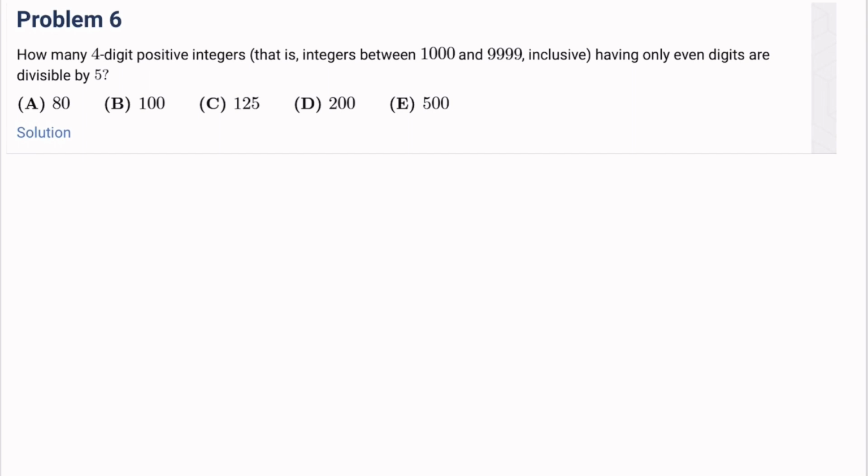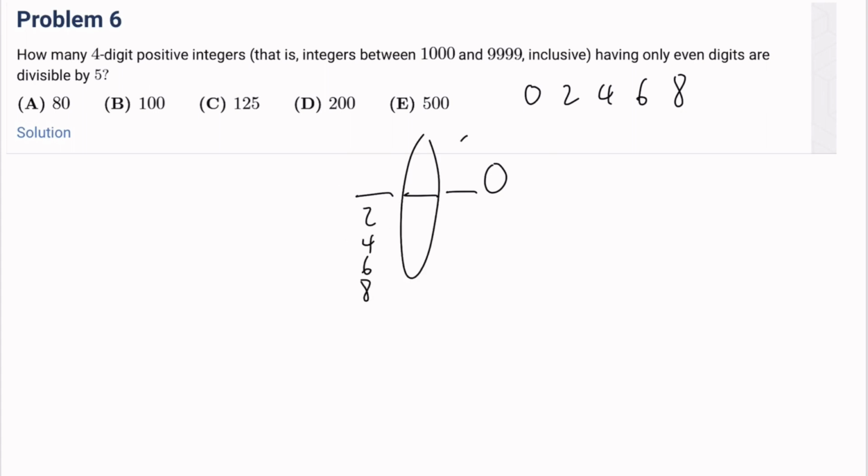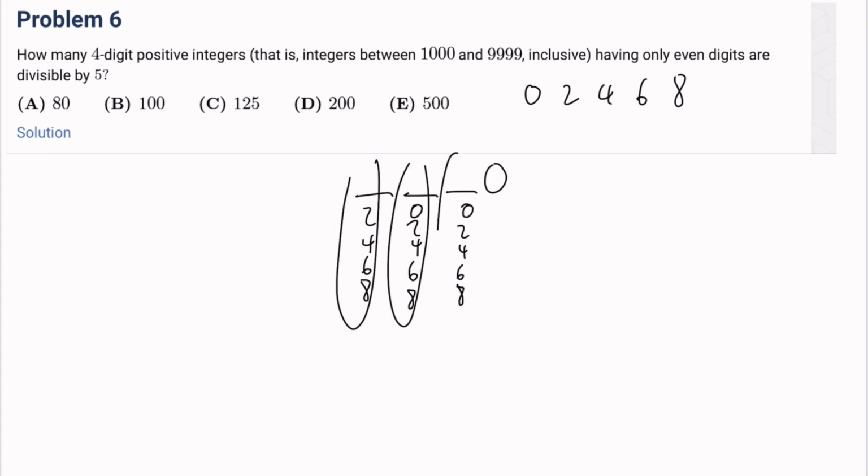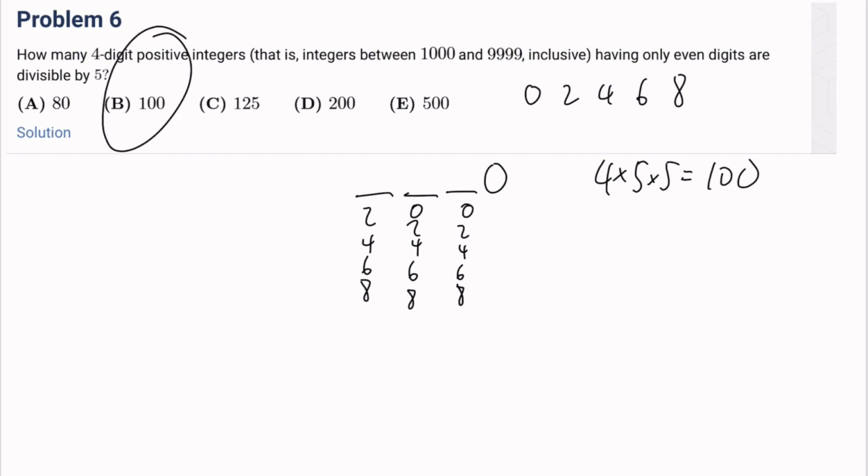Number 6, how many 4-digit positive integers, that is integers between 1000 and 9999, inclusive, having only even digits, are divisible by 5? Okay, so we have 4-digit positive integers, but they have only even digits, right? So they must be 0, 2, 4, 6, or 8. And they have to be divisible by 5, so the last digit must be a 0, and we can have any value for the other 3. The first digit can't be a 0, so this can be 2, 4, 6, 8. But then the other 2 digits can be anything, so they can be 0, 2, 4, 6, 8. So this is 4, this is 5, this is 5. So that's 4 times 5 times 5 equals 100. So the answer is B.